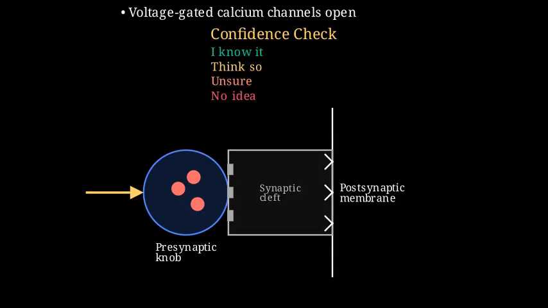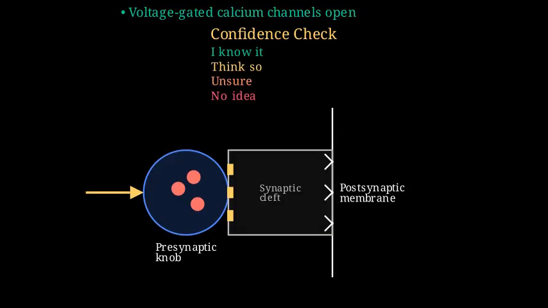Step 2. The arrival of the action potential changes the voltage across the presynaptic membrane. That voltage change opens voltage-gated calcium channels. These channels are like tiny doors. When they open, calcium can enter. So the next correct event is voltage-gated calcium channels open.